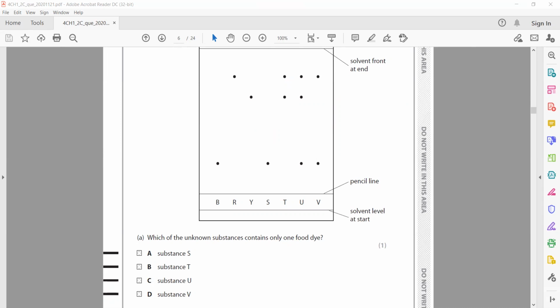You can simply check which of the unknown substances contains only one food dye. So there should be one spot. When you check S, T, U, and V, T is a mixture of two, U is a mixture of three, V is a mixture of two, and S is the only one having one dye. That's why A is the right answer.